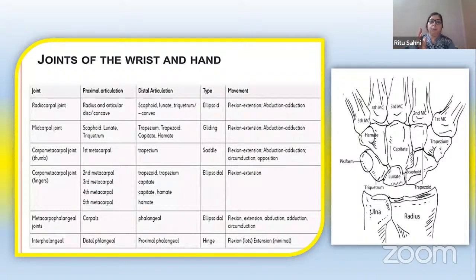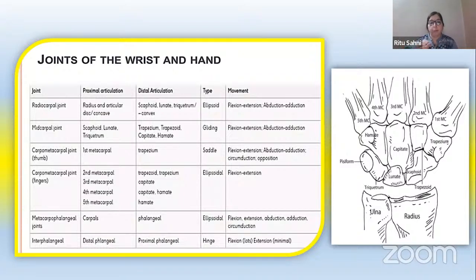Then the carpometacarpal joint, where the first metacarpal and the second, third, fourth, and fifth metacarpals are in proximal articulation, and their distal articulation is with the trapezium bone. So these are also joints where flexion, extension, and somehow circumduction can be created also, and opposition, because there is a thumb involvement. So there are abduction, adduction, and the opponens muscles, which allow the movement to touch the other fingers with the thumb also. So these are the things.